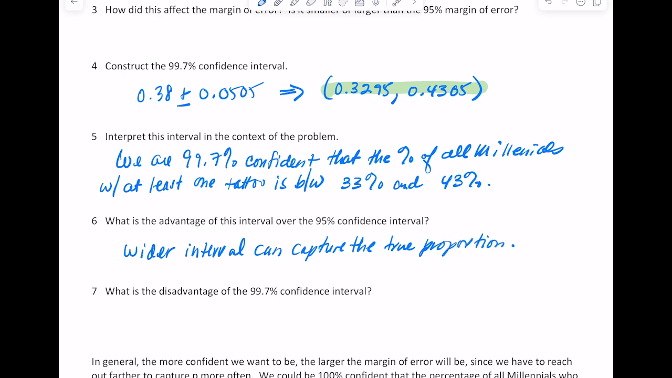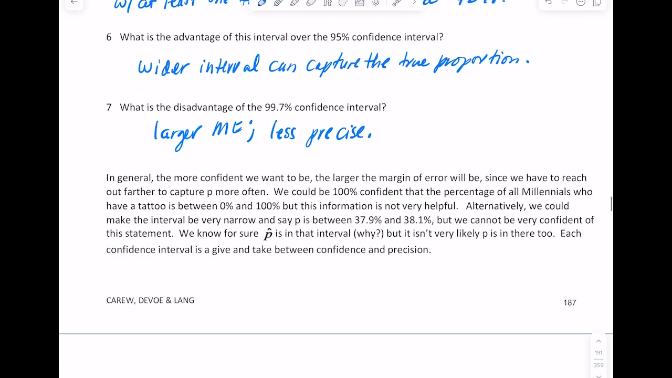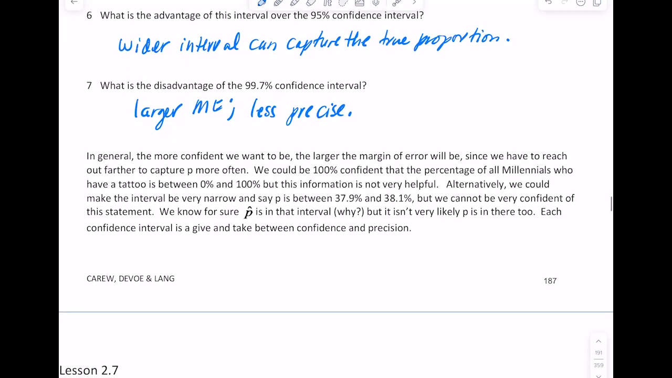Okay, if we wanted to be less confident, our interval will be smaller, but there's a chance that we won't capture it. The disadvantage of the 99.7% confidence interval is that it has a larger margin of error and therefore it's less precise. So in general, the more confident we want to be, the larger the margin of error will be, since we have to reach out farther to capture the population proportion.